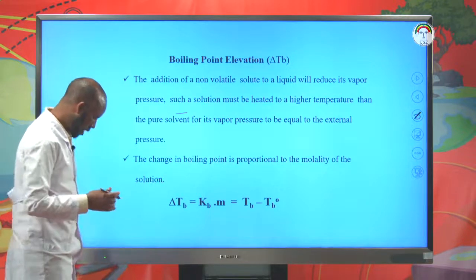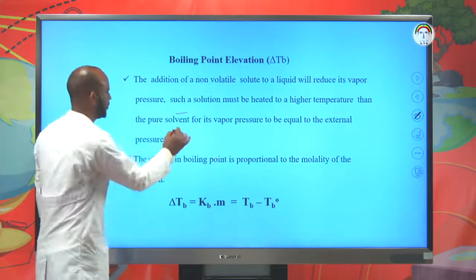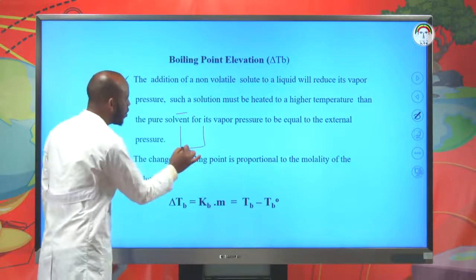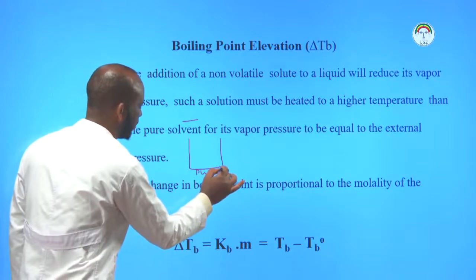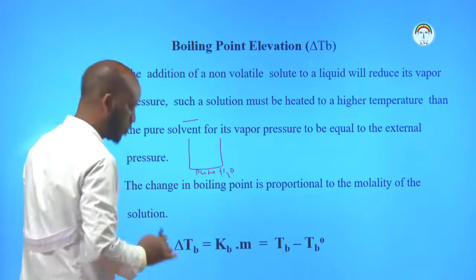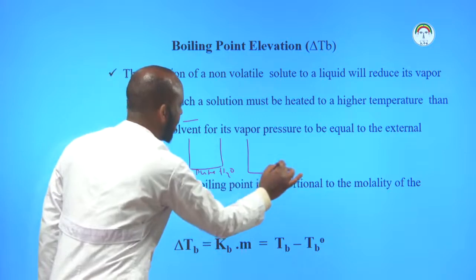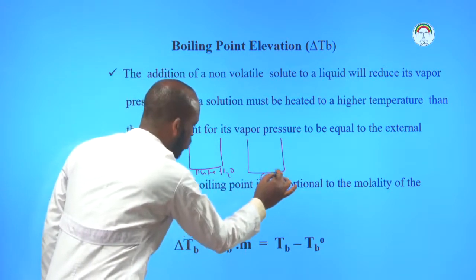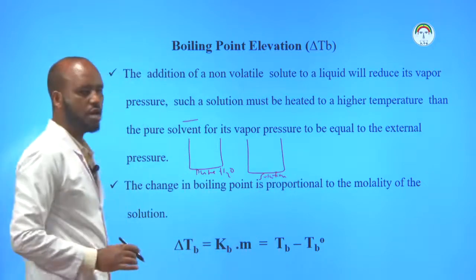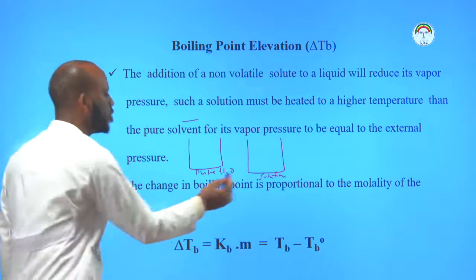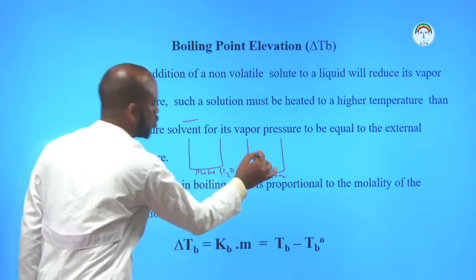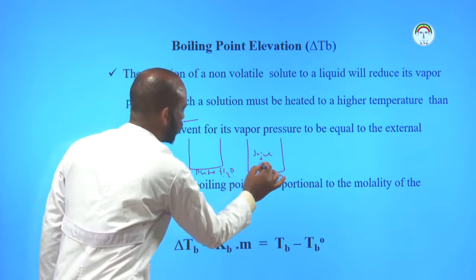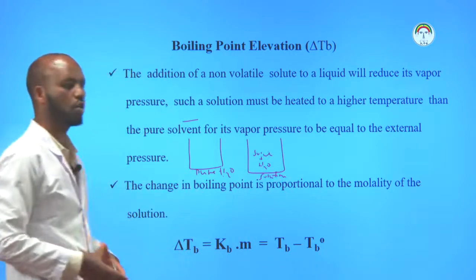For example, look at these two beakers. This beaker contains pure water. The second beaker contains solution: a non-volatile solute dissolved in water. This is solution. Solute plus water, solvent. Solid plus water.